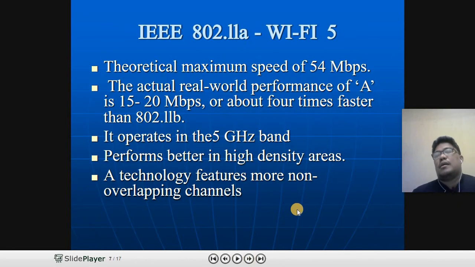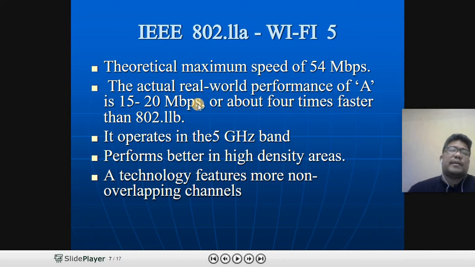Okay, next. We have yung Wi-Fi 5. Theoretical maximum speed of 54 Mbps. Okay, the actual real world performance of A is 15 to 20 Mbps, so mas mataas siya or about 4 times faster than 802.11b. It operates in the 5 GHz band, so instead of 2.4 lang, 5 GHz siya. Performs better in high density area. The technology features more overlapping channels.